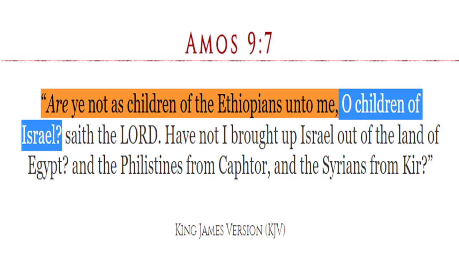You can read about that in Amos chapter 9 and verse 7, where it reads, "Are ye not as children of the Ethiopians unto me, O children of Israel, saith the Lord Yahweh? Have not I brought up Israel out of the land of Egypt, and the Philistines from Kaphtor, and the Syrians from Kir?" So right there, directly, the children of the Ethiopians are compared unto the children of Israel. He says, "Are ye not as the children of the Ethiopians unto me, O children of Israel?"